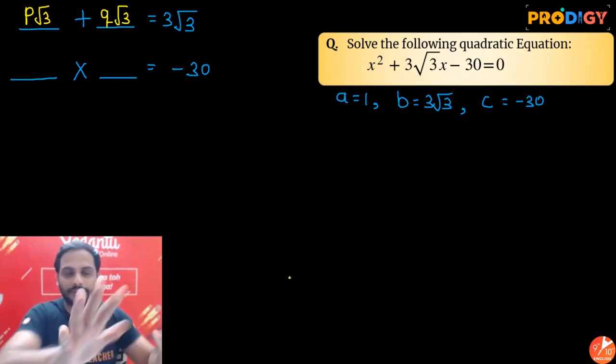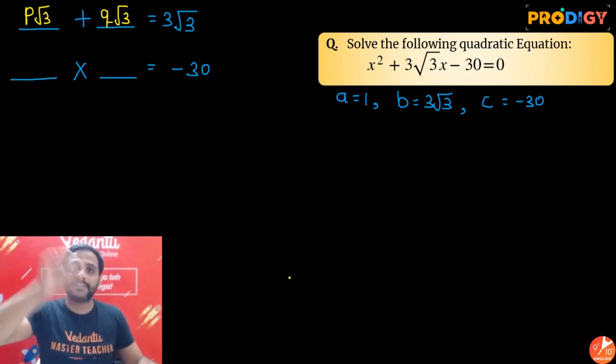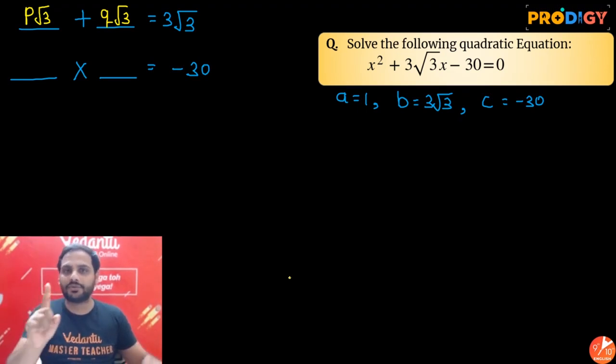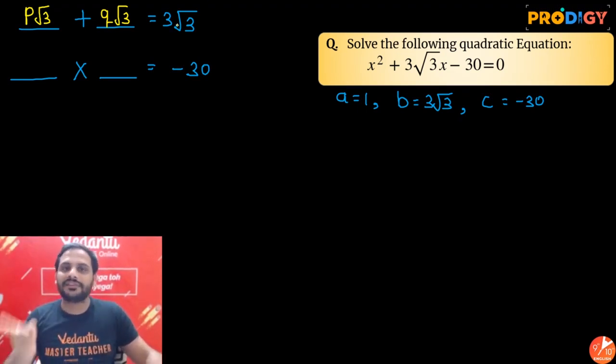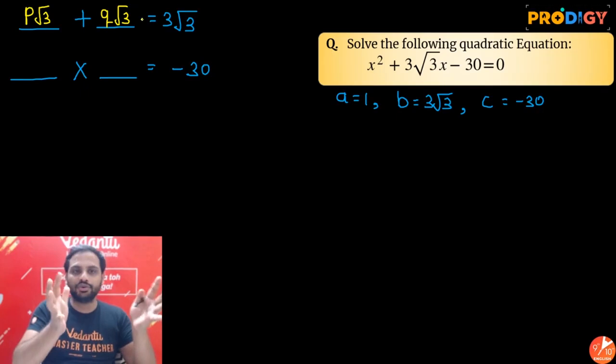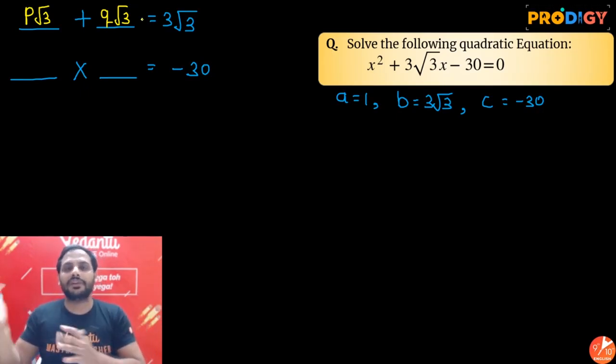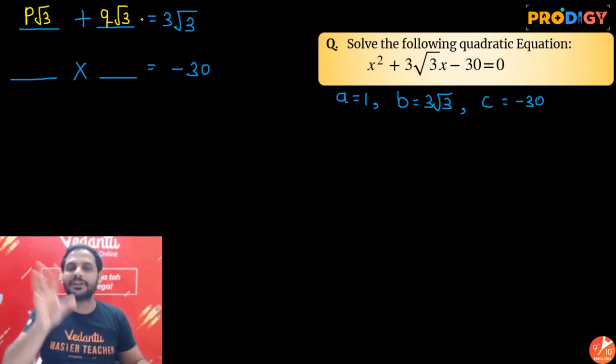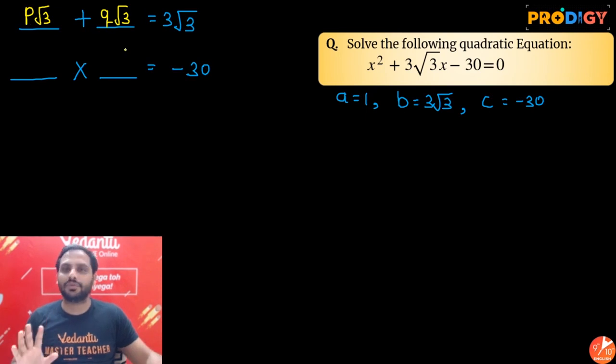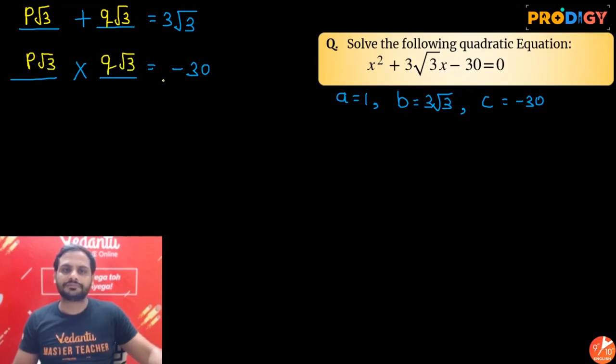Now coming back to our topic. So I have p root 3 plus q root 3 is equal to 3 root 3. Since the sum is 3 root 3, I have added two numbers and the answer is 3 root 3. Definitely both the numbers must contain root 3, otherwise I cannot add them. Same here, I have p root 3 into q root 3.